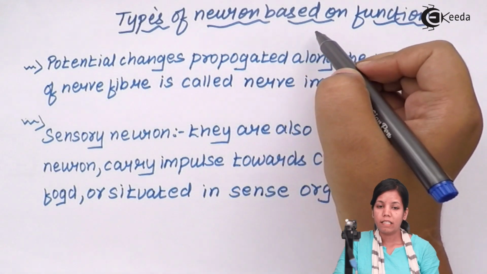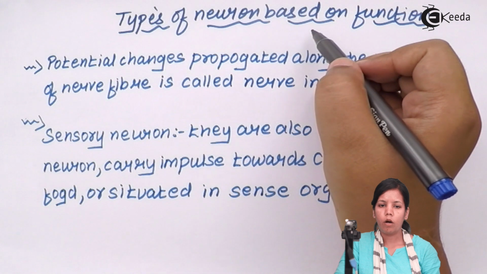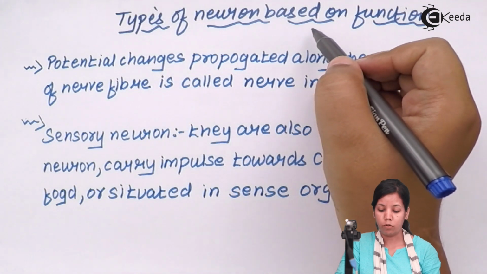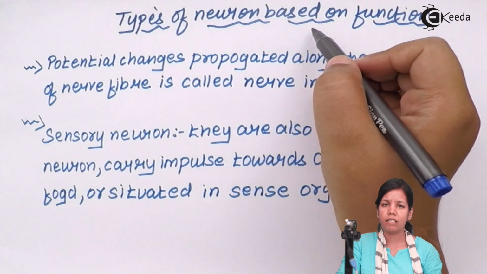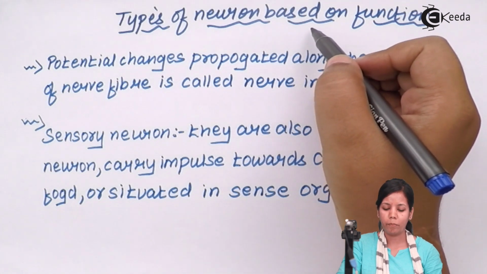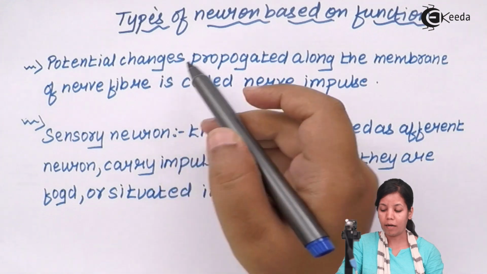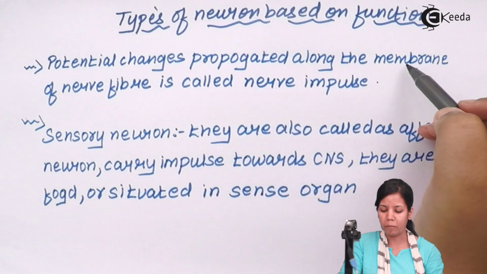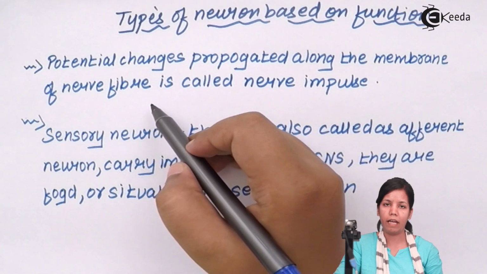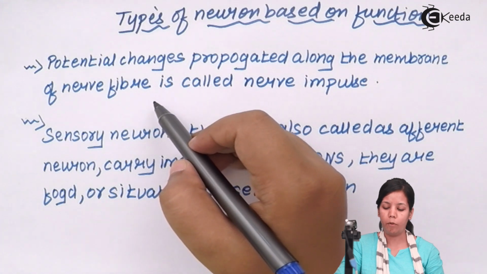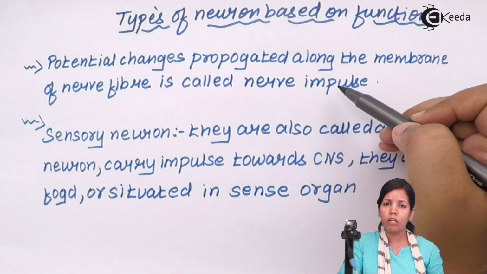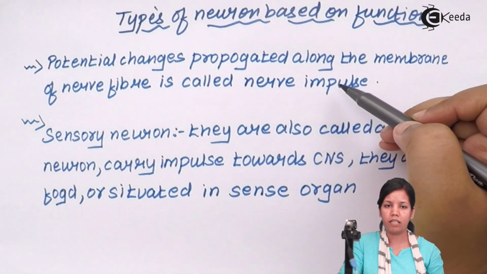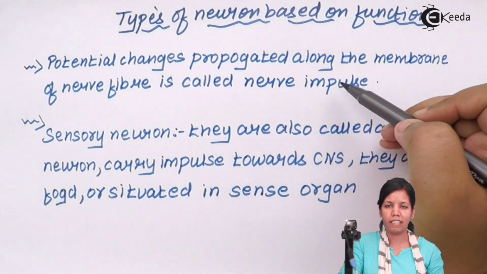Types of neurons based on their functions. Now, if I study the types of neurons based on function, I could say that there are three different types: sensory, mixed, and motor. The potential changes that are propagated along the membrane of nerve fibers, that is your axons, Schwann cells, cell body, is basically termed as nerve impulse. Now, depending upon the location where this nerve impulse is present and what function it is carrying out, neurons are divided into three different categories.